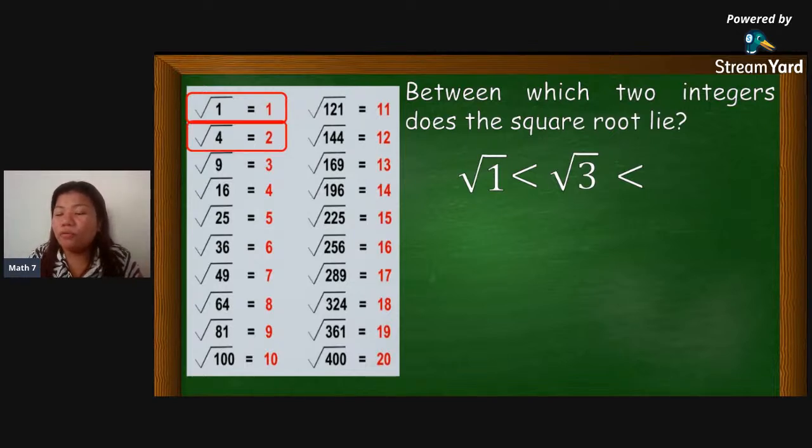root of 4. Ulitin ko ha. Square root of 3 is greater than square root of 1, but less than square root of 4. In Tagalog, ang square root of 3 ay mas mataas sa square root of 1 at mas mababa sa square root of 4. Nakukuha po, type next kung naintindihan.